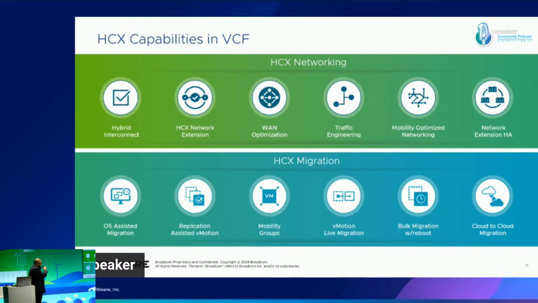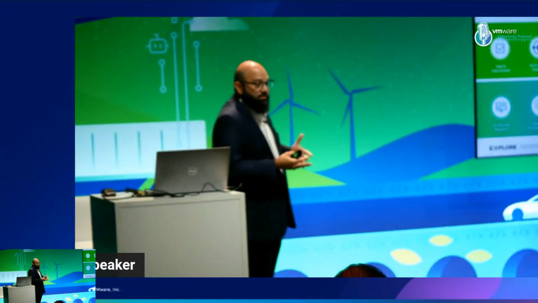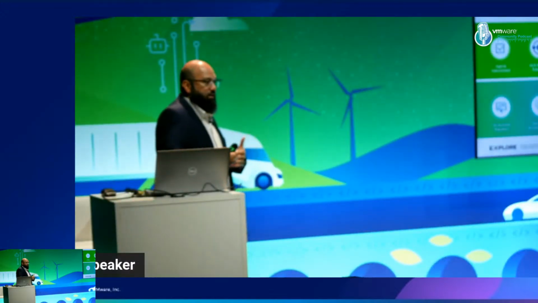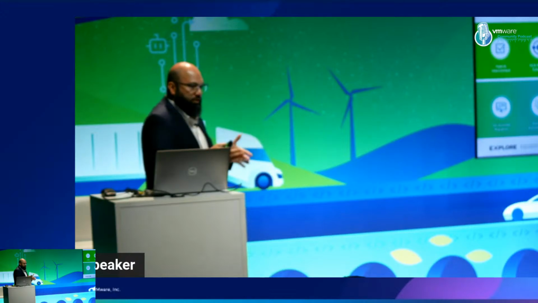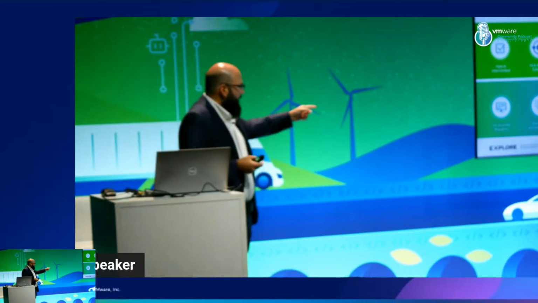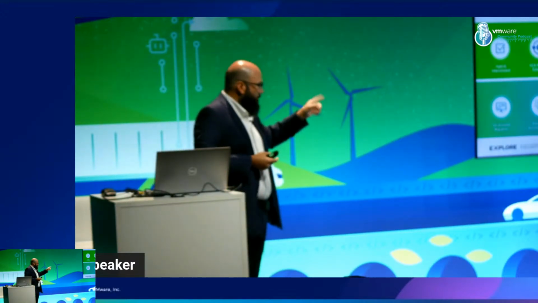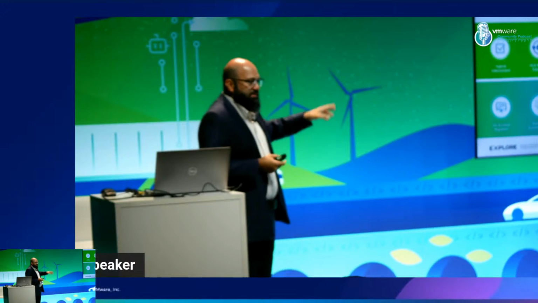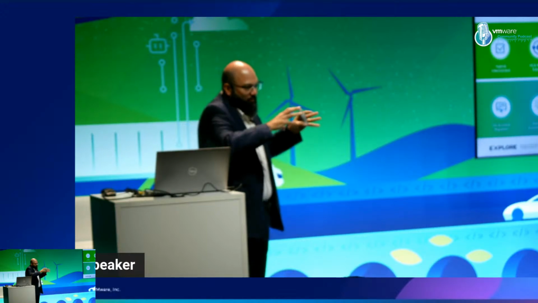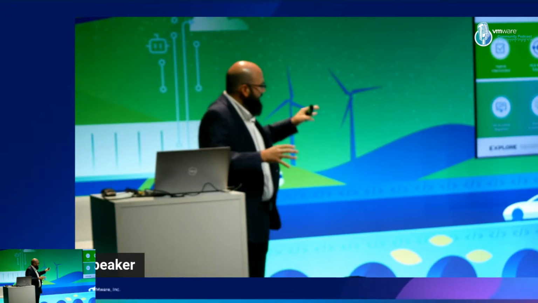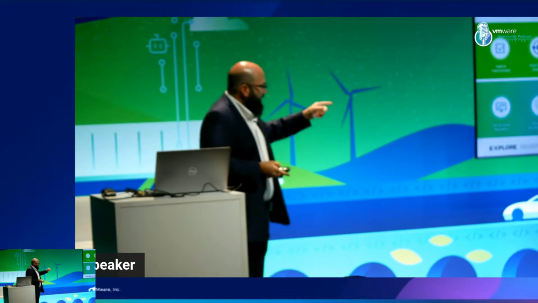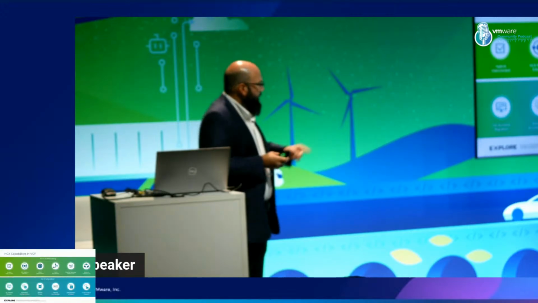Migration: OS-assisted migration is your physical conversion. When you have a physical machine, a legacy server that you want to convert from physical to virtual, use that. Replication-assisted vMotion, I'm going to talk about that. Group mobility: I can group my machines for that particular department, and then I can move them. Live vMotion, I can do bulk migration.